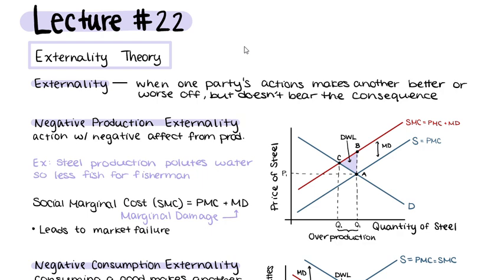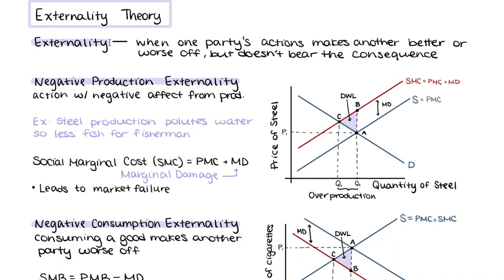Next part I'm going to talk about externality theory. It's quite important part in our microeconomics. So let's begin. What is externality? It's when one party's action makes another better off or worse off, but doesn't bear the consequence.